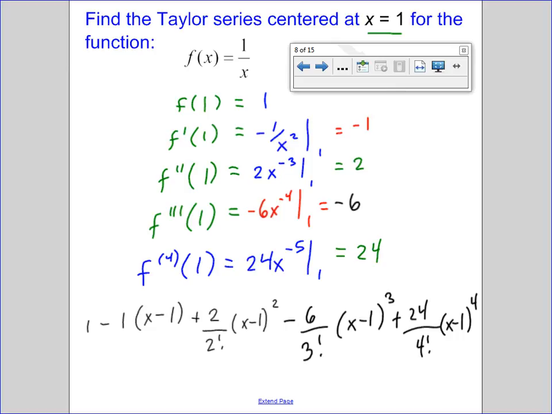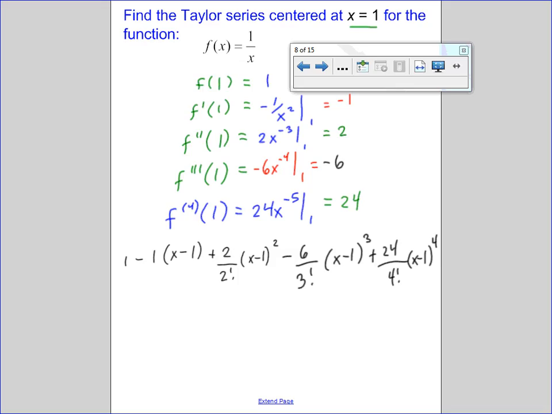Do we have enough to generalize it? I think we do. What's special about 24 and 4 factorial? They're equivalent. They're just 1. 6 over 3 factorial, 1. 2 over 2 factorial, 1. And so I'm ready to generalize it.